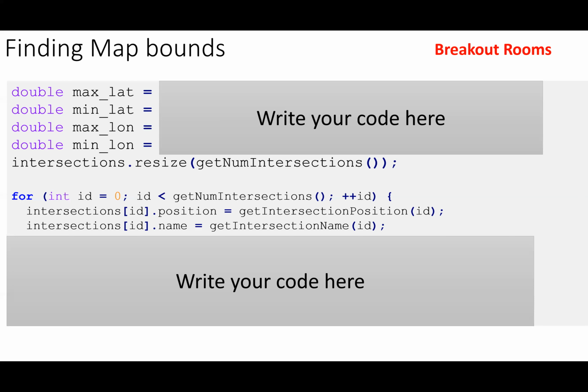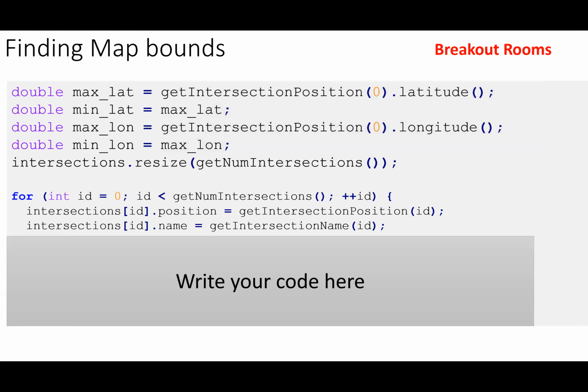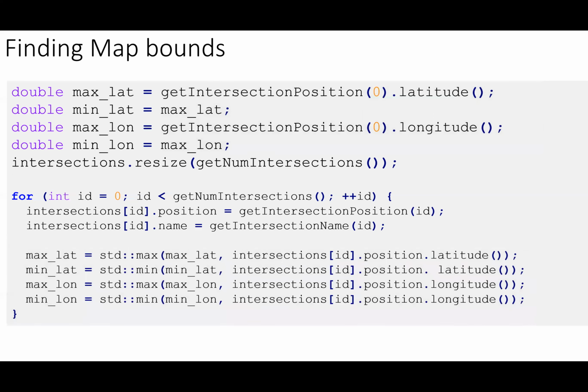Yeah, so I could set this to be the latitude of the first intersection, and then I can compare it to all the other ones and just take the maximum of what I've currently got versus all the other ones. So that's exactly what we've done here. Set the latitude and longitude to be those of the first intersection, and then go through all the intersections and just take the max and the min of the current intersection and what I had before.